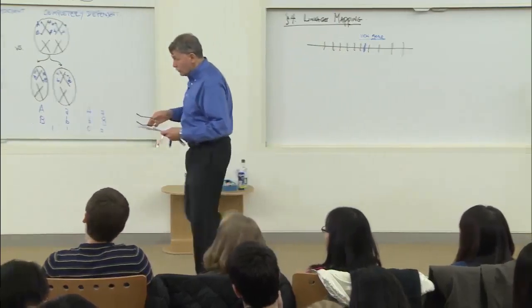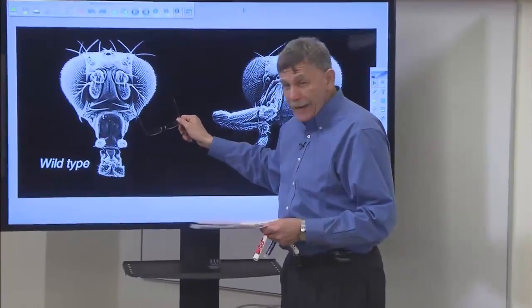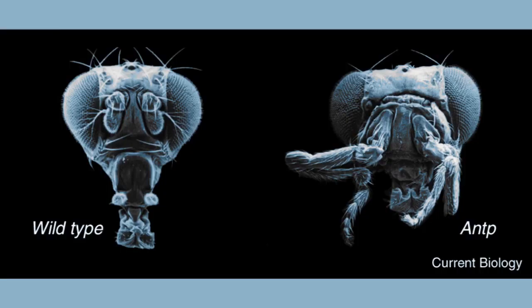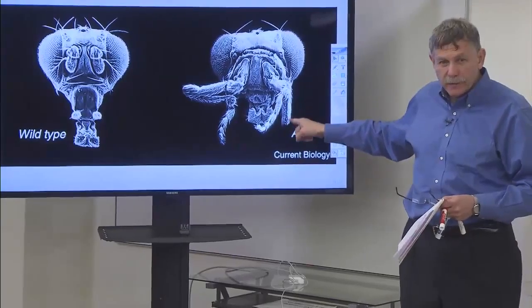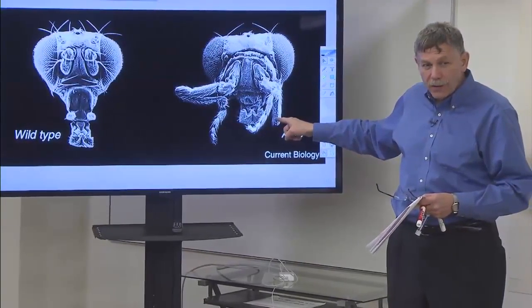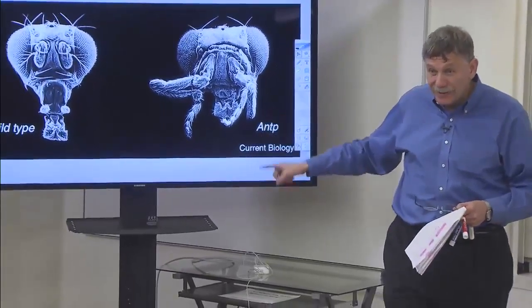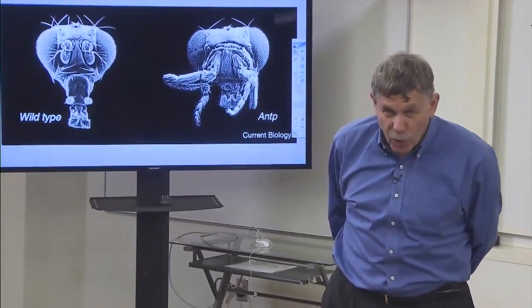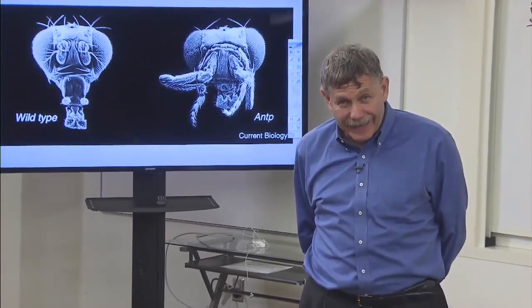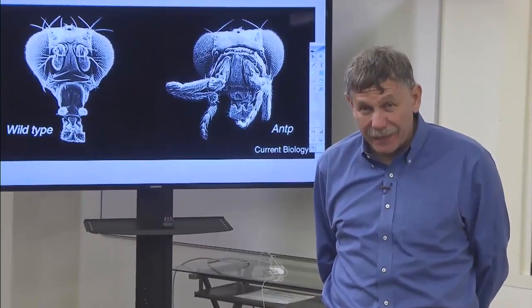Let me show you a cool mutant. Wild type fly. Do you see a difference with this fly here? What's happened to its antennae? Those are legs. Ew. That fly has legs coming out of its head. It is called, not unreasonably, antennapedia, meaning its antenna has become legs.